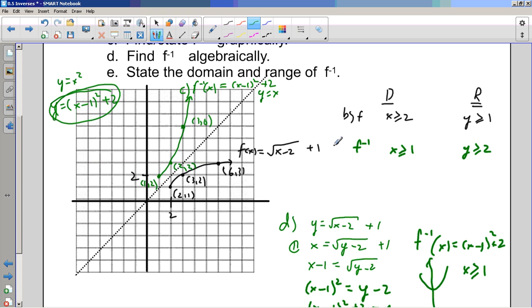And notice what we've done here. The domain became the range, and the range became the domain. Well, that's exactly what an inverse does, right? X becomes y, y becomes x, the domain becomes the range becomes the domain. That's exactly what an inverse is.